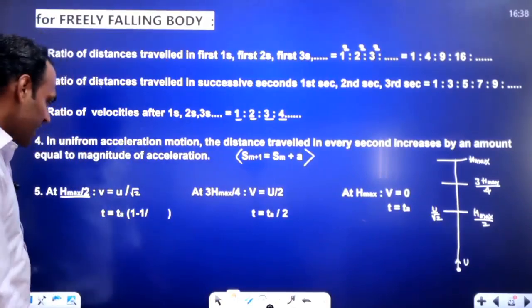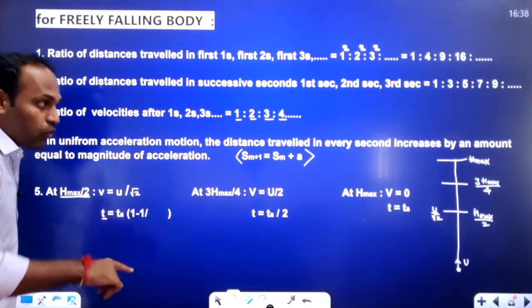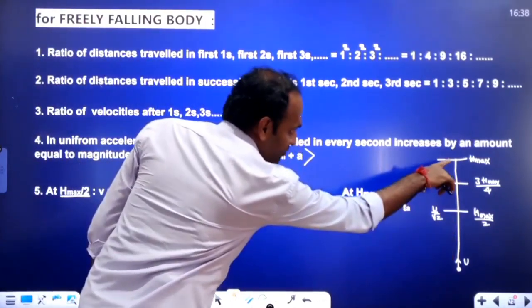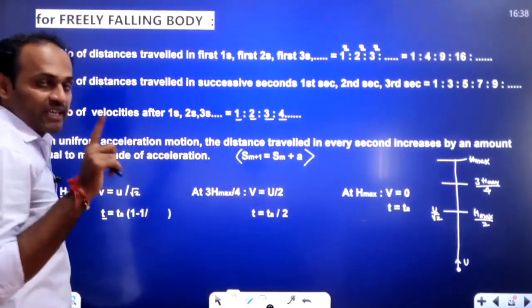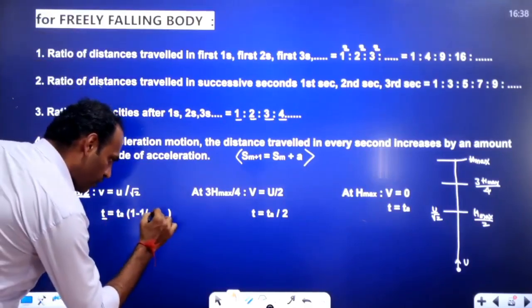And how much will be the time taken? Time taken will be equal to time of ascent, that is, the total time taken to reach maximum height. What time does it take to reach from here to here? That is maximum height, sorry, that is time of ascent. Time of ascent into the bracket 1 minus 1 by root 2.